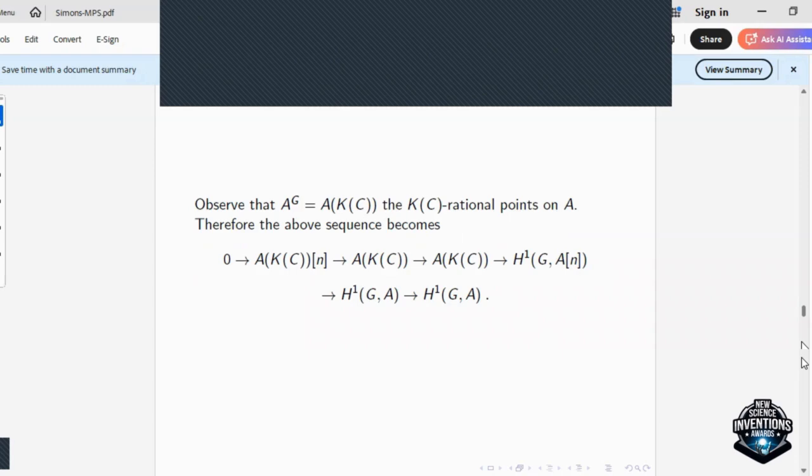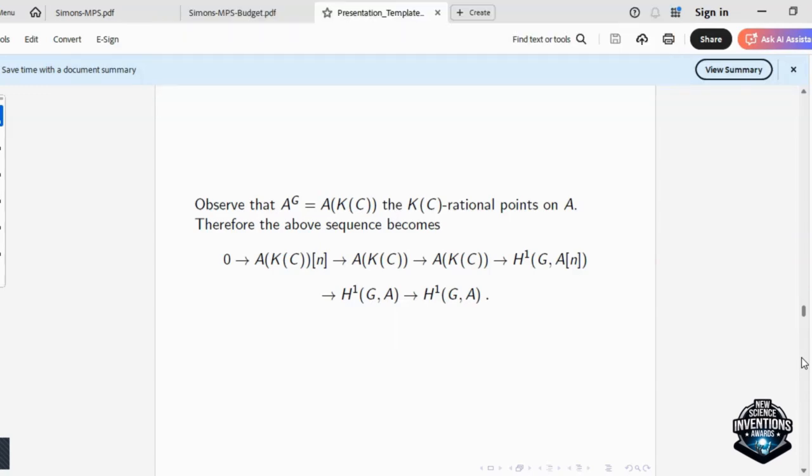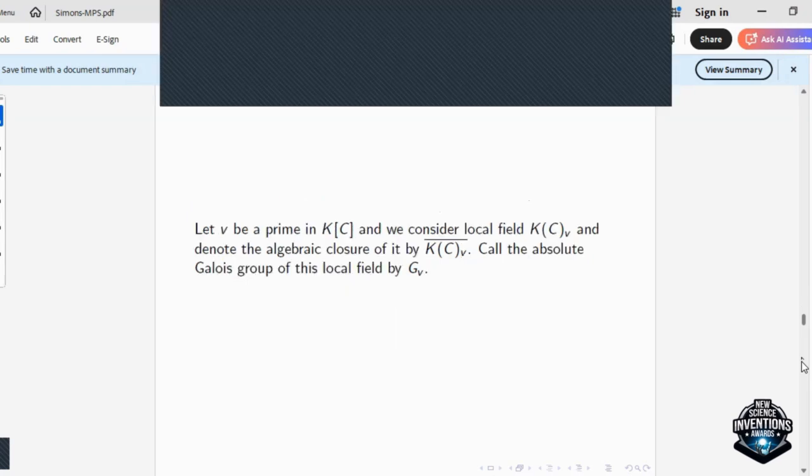So this Galois invariant of A is nothing but the Kc points of A, and therefore the sequence becomes like this in the picture. So the Kc points of the n-torsion points which are defined over Kc, then going to the Kc points, then going again to the Kc points, and then to H1(G, A[n]) to H1(G, A).